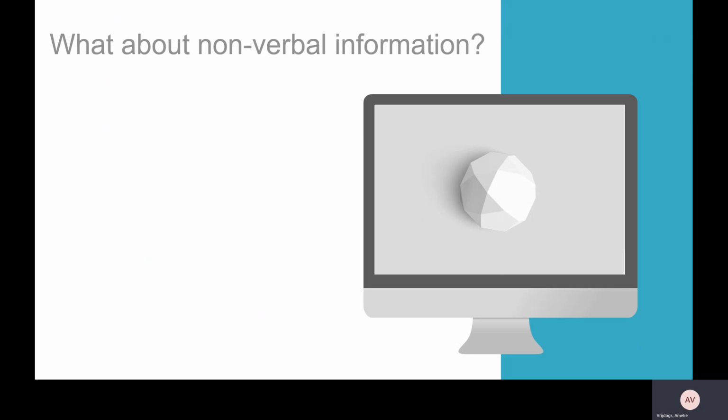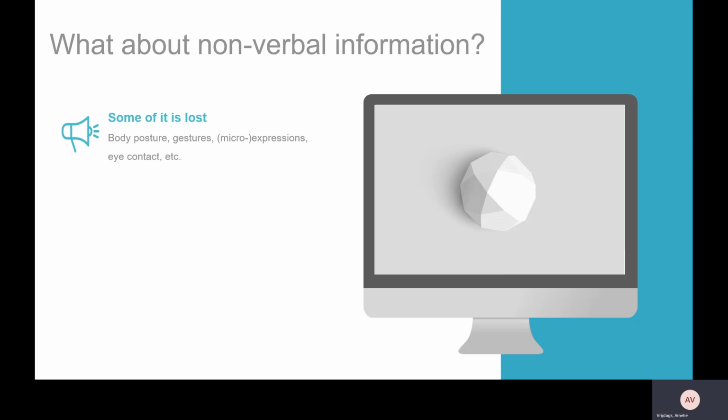So then what about nonverbal information? Indeed, if we think about a participant's body posture, the way that they enter a room, or the way that they take the stage during a presentation, these things are hard to observe in a video meeting.